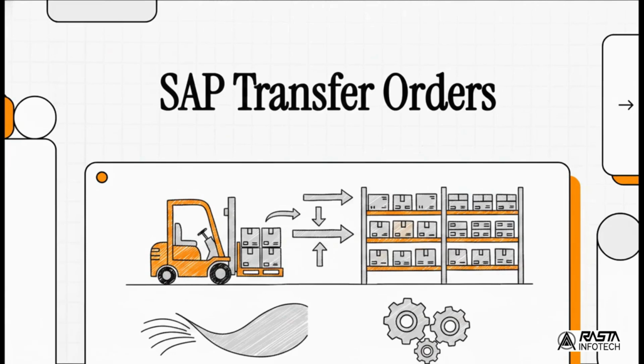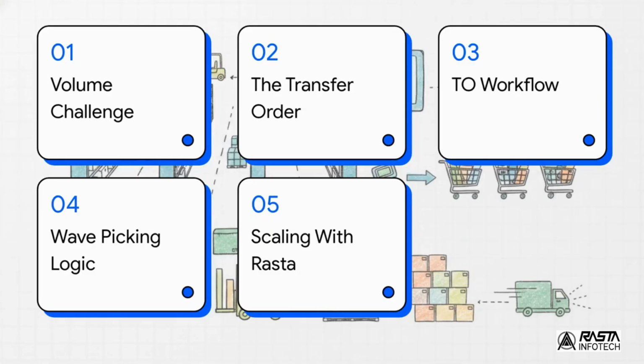Today, we're jumping straight into a mechanism that is absolutely crucial for any high-volume supply chain. We're talking about SAP transfer orders, but more specifically, we're really going to hone in on the underlying logic of wave picking. If you're dealing with massive volume, this is exactly what you need to master. Let's dive in. Here's our quick roadmap for today's breakdown.